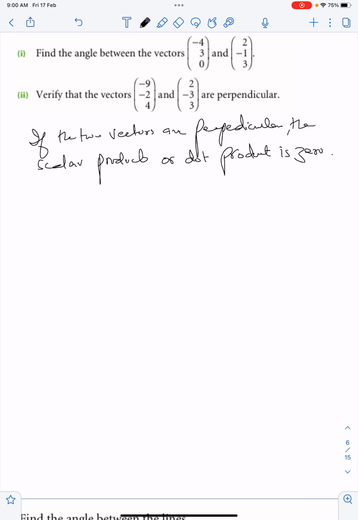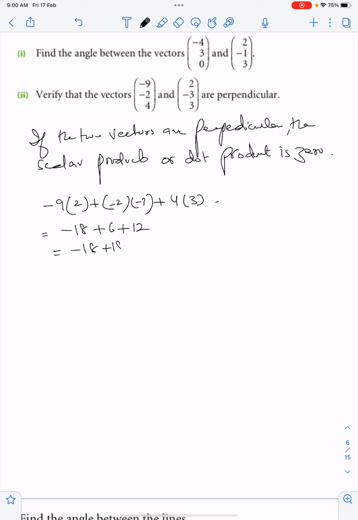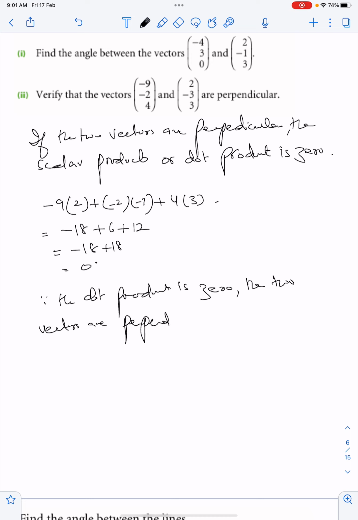Okay, so let's find out the scalar product here. Minus 9 times 2 plus minus 2 times minus 3 plus 4 times 3. Let's see what this is. Minus 18 plus 6 plus 12. So minus 18 plus 18 is 0. Since the dot product is 0, the two vectors are perpendicular to each other. Okay, so we're done with this.